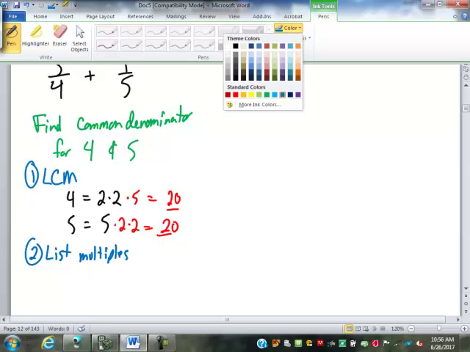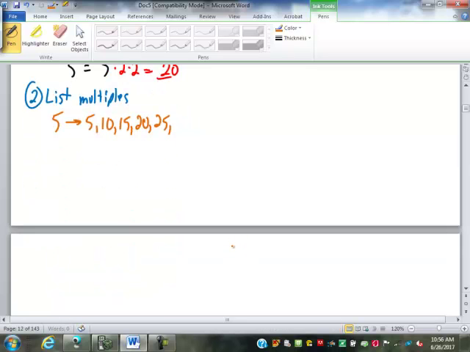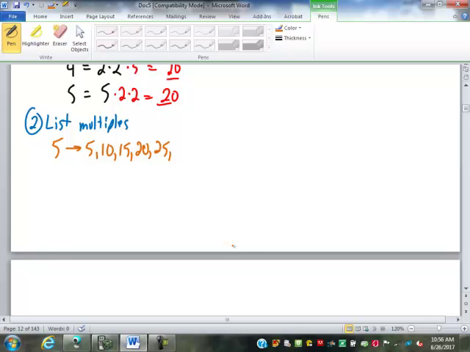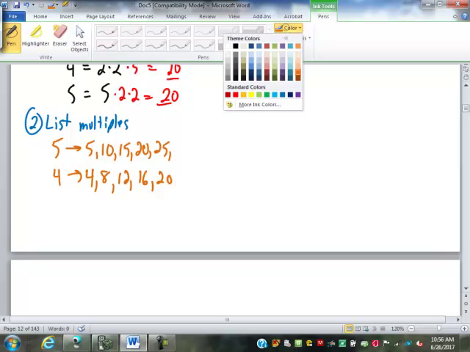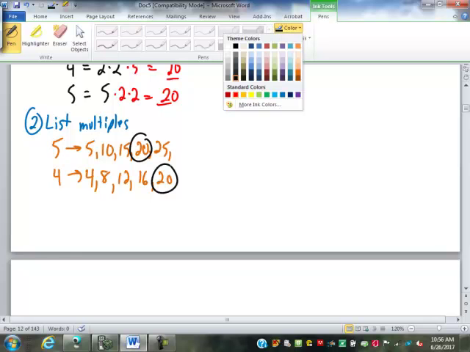Second method would be to just list multiples. I would start with the 5, because we know it's just going to be 5, 10, 15, 20, 25, and so on. I probably wouldn't even list those because I would know one if I saw it. The 4 is going to be 4, 8, 12, 16, and 20. And we see 20 is the first number that matches between the two lists. So 20 would be the least common denominator.